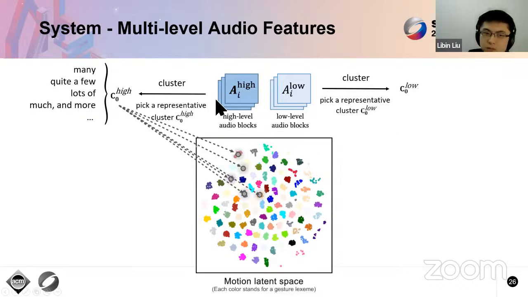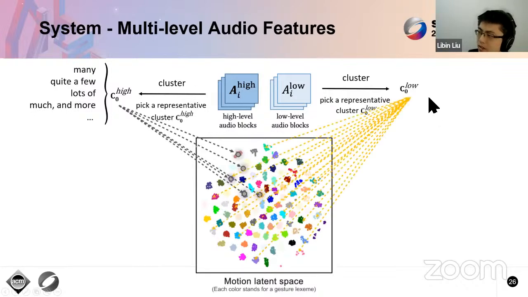If we do the same for the low-level audio features, we find that each low-level audio feature cluster corresponds to almost every motion. This suggests that after this disentanglement, the high-level features define the gesture, which gesture cluster it should use. And the low-level features presumably define the variations within each cluster. That is basically the idea and the preliminary results we have seen.